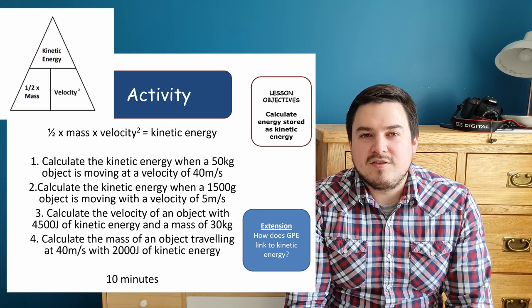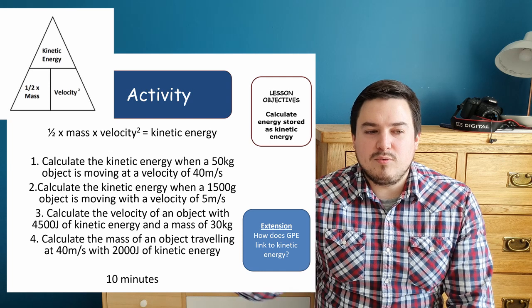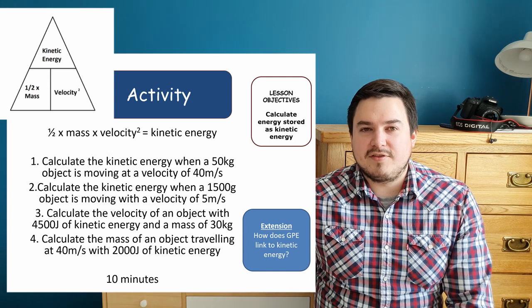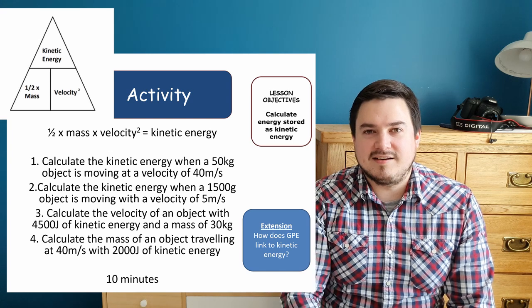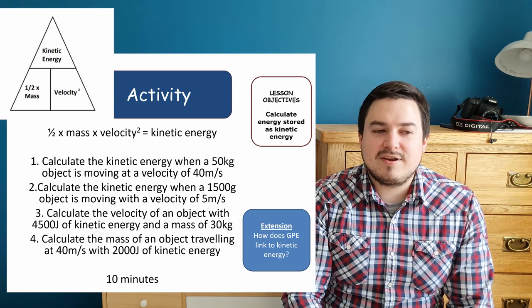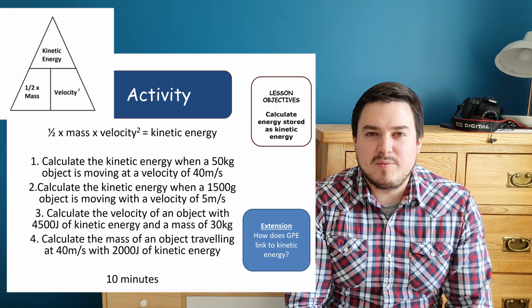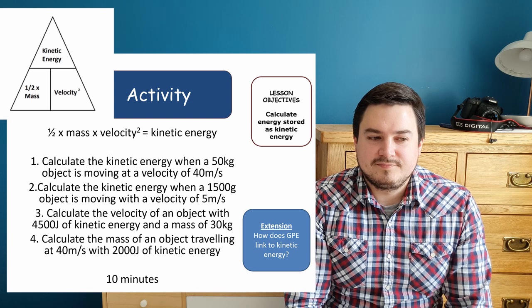And then we need to remember that if we want to calculate velocity, for example, we'll do kinetic energy divided by half the mass, and that will tell us the velocity squared, and we'd need to do the square root of that answer. Don't forget, whenever you're doing these calculations, to make sure you write out the formula, the number, the answer, the units. It's really, really important.